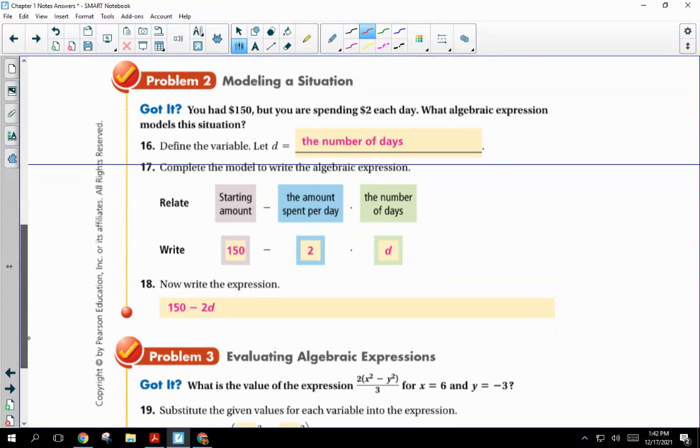Modeling a situation. You had $150, but you are spending $2 each day. So here's 150 bucks. Spending means subtract. That's what I'm going to write down right away. The word spending means subtract. $2 per day. That's how I'd write the expression right away. Let's see if I got it right. To find the variable, let d equal the number of days, which we did up there. Relate. Starting amount is 150. The amount spent per day is minus 2. Number of days is d. So your answer would be 150 minus 2d.